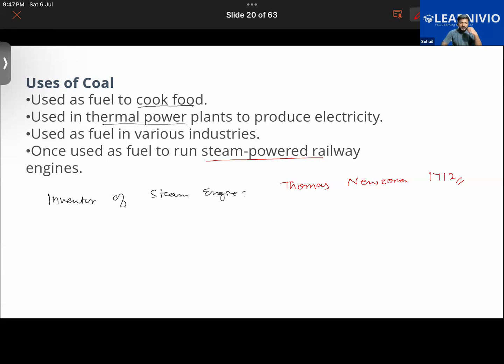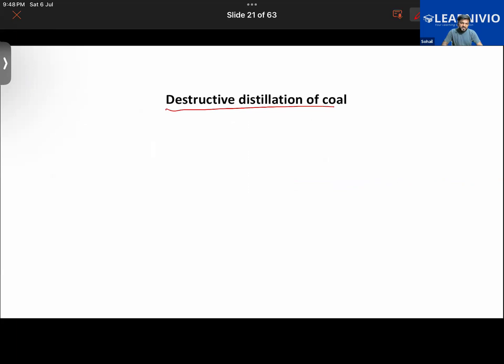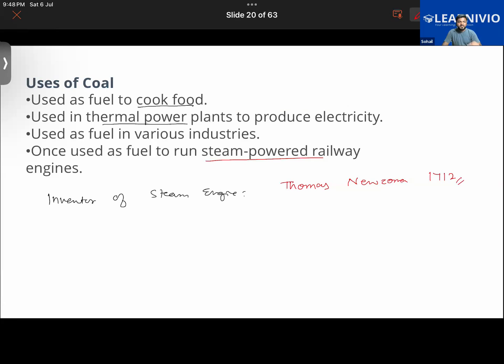Okay. Earlier, we also learned that Thomas Newcomen in the year 1712 invented the steam engine. A steam engine basically used the steam pressure in order to run the engine. So, in order to heat the water, coal was being burnt in the steam engine. So that was the working of the steam engine. Getting it, guys?